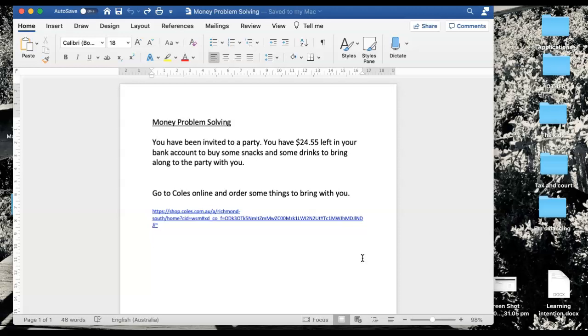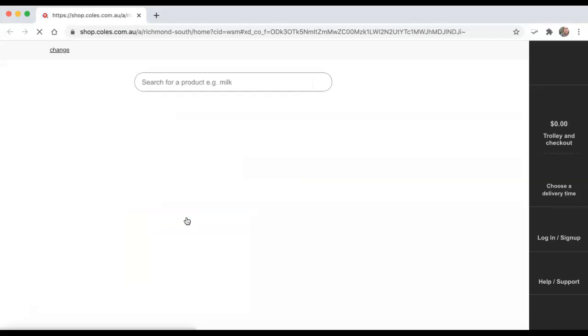So your problem for today is you have been invited to a party and you have $24.55 left in your bank account. And you need to buy some snacks and some drinks to bring along to the party with you. You are going to go to Coles online and order some things to bring with you to the party. So here is the link for Coles Online, or you can just jump on Google and type Coles Online straight in, and it will bring you straight to the Coles Online website.